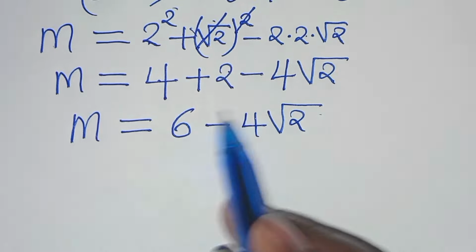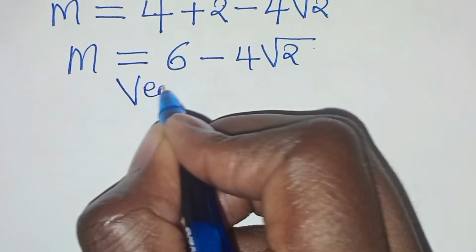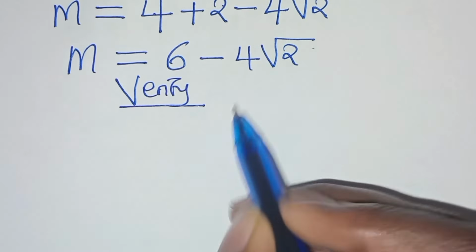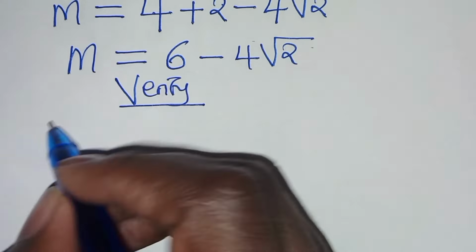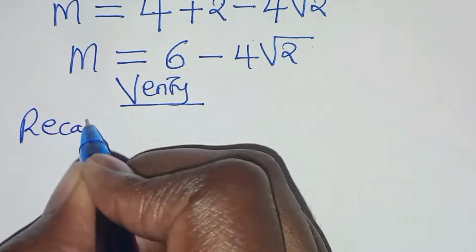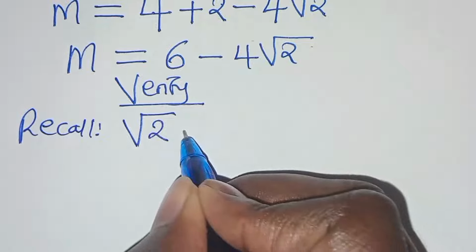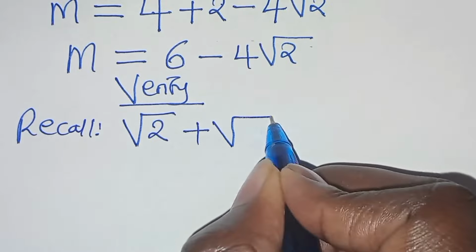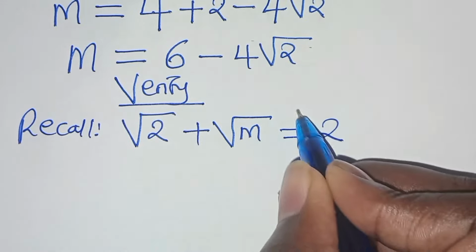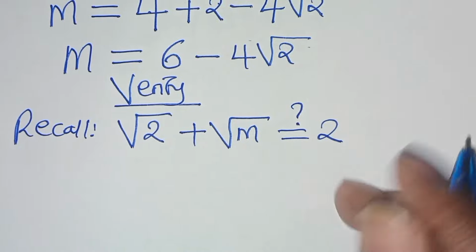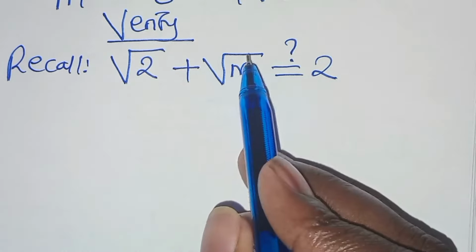So the next step from here is to verify. Let's verify that this value of m satisfies the equation. Now, if you recall, we have square root of 2 plus square root of m. This should give us a value of 2. Now, let's substitute the value of m from here.